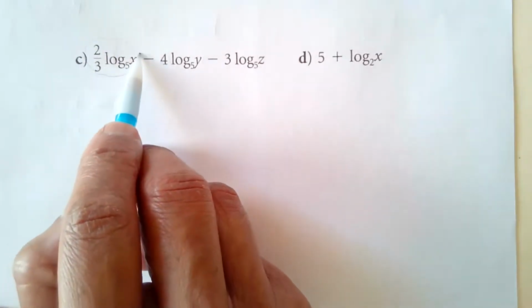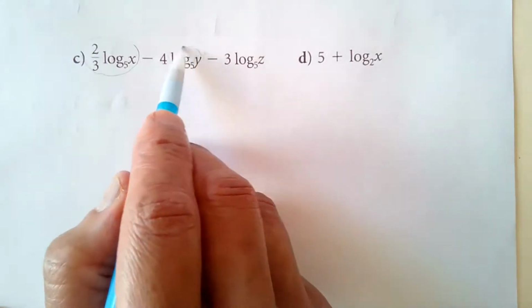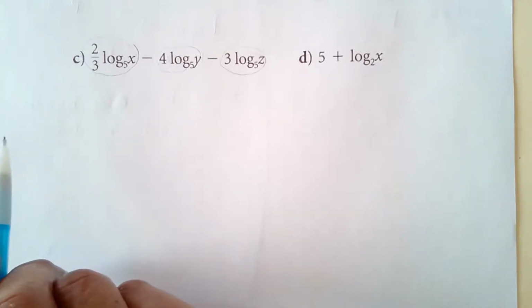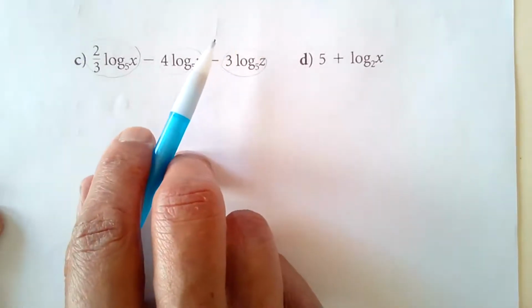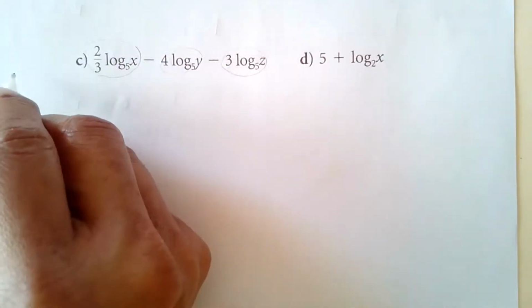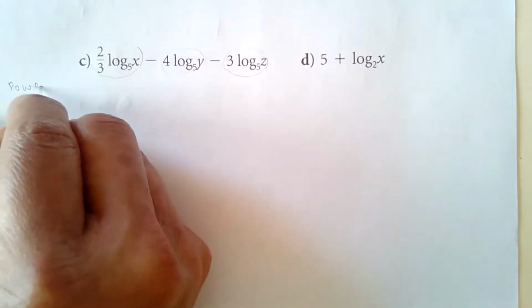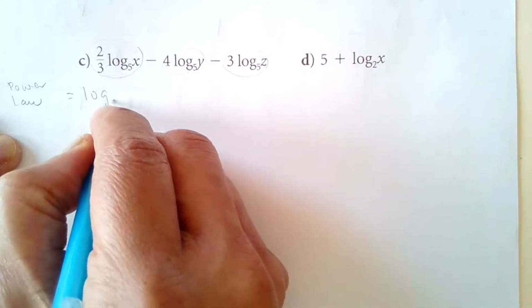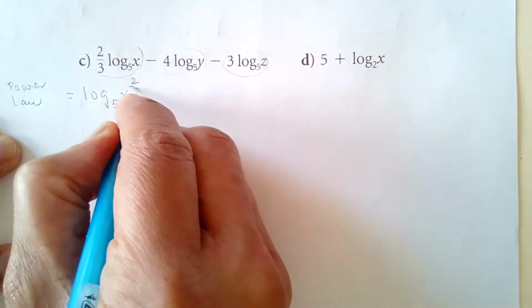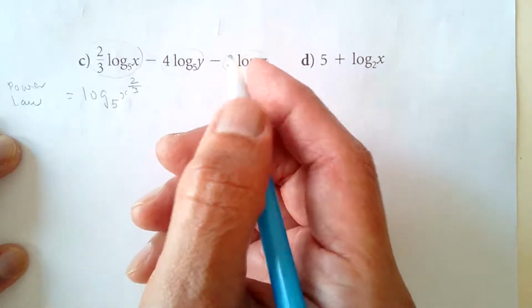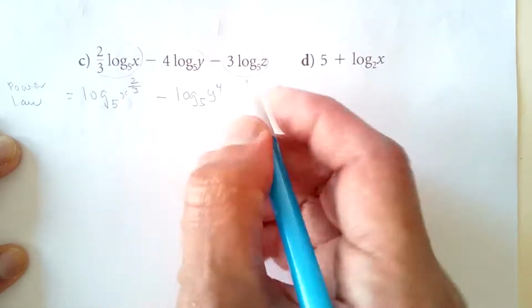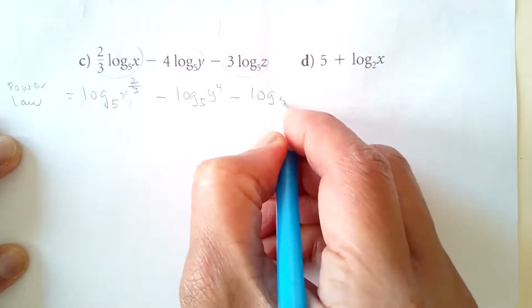First thing we'd apply the power laws for all three of them. Okay, let's see how it goes for this process. So first of all, the power law. So equals log 5x to the 2/3 minus log 5y to the 4th minus 5z to the 3.